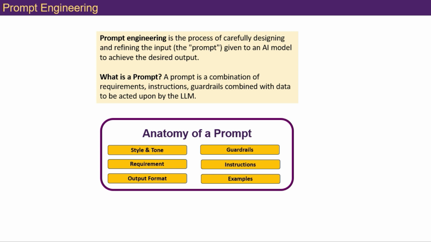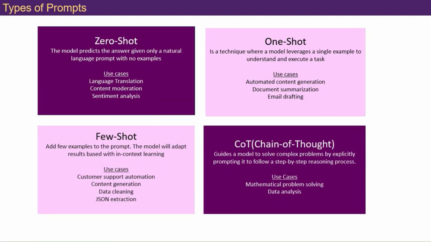There are different types of prompts. A zero-shot prompt is where you just provide your request or command using natural language and the model understands and executes it on your behalf. The use cases are language translation or sentiment analysis.